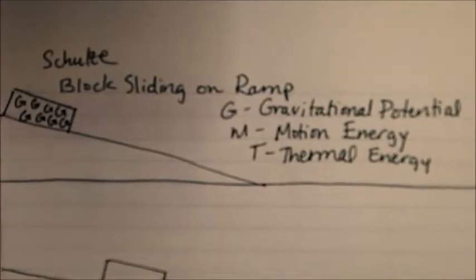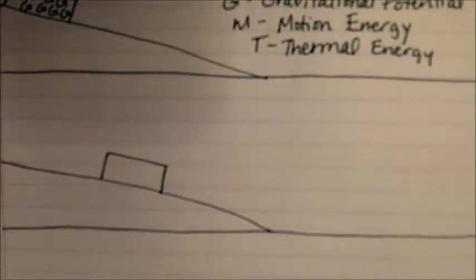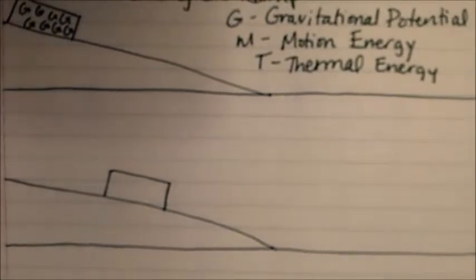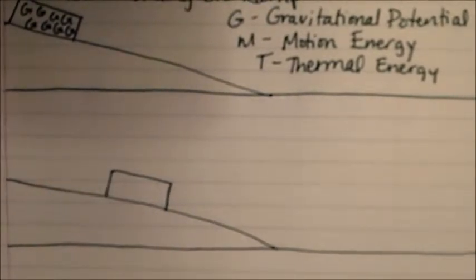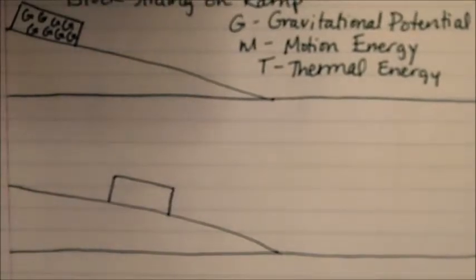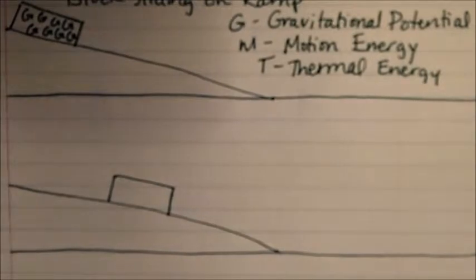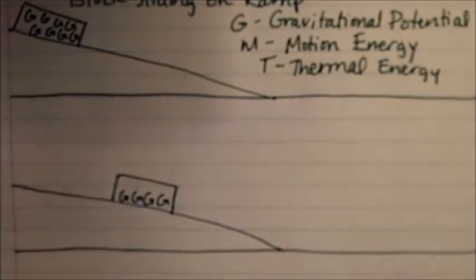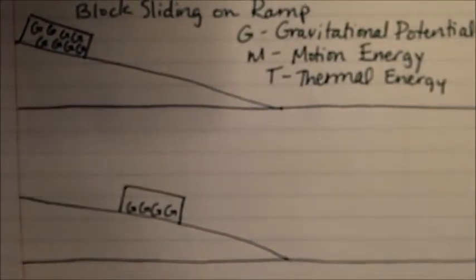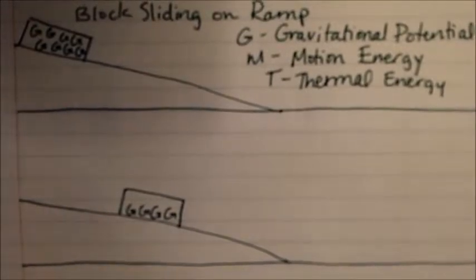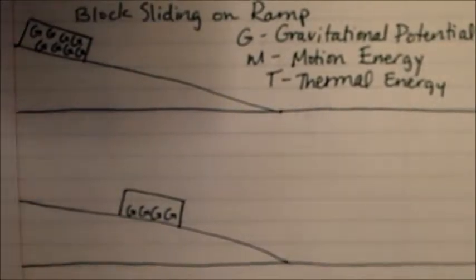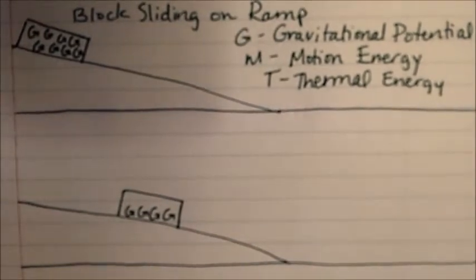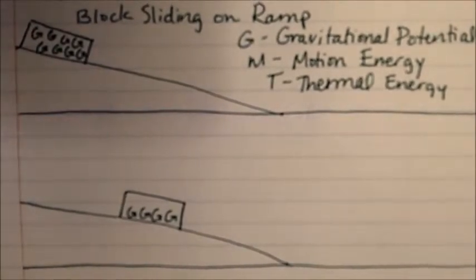What happens, of course, is that we let go, and as we let go, our block slides down and gets to about the middle spot. And as it's at the middle spot, it is of course moving. It has some motion energy, but it still has some gravitational energy as well. So since it's about halfway down the ramp, only about half of its gravitational potential has been lost. So I'm going to go ahead and put 4 G's there. Remember, that's half of 8. So 4 G's are still gravitational energy, but the other 4 have changed into something else.